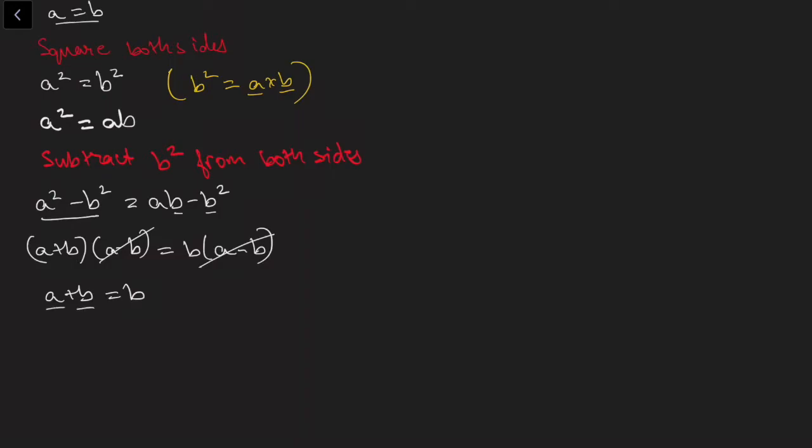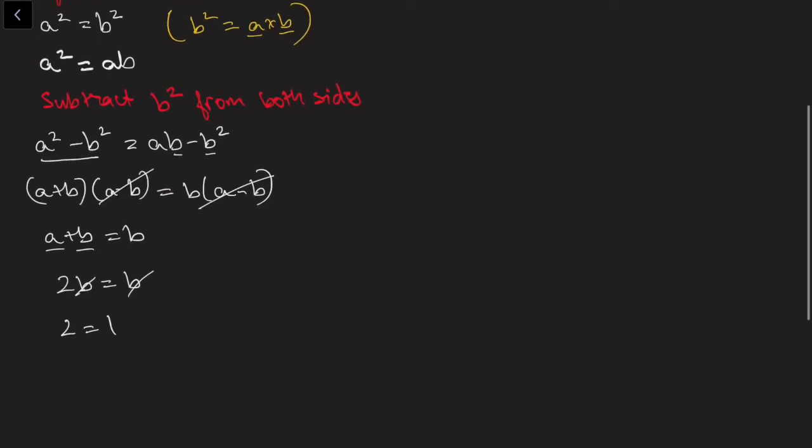And now we know that a is equal to b. So let's say that 2b is equal to b. And then let's cut off b, 2 is equal to 1. And that's the proof. Now obviously it's wrong because there's a mistake somewhere in this proof, and that is over here in this line.